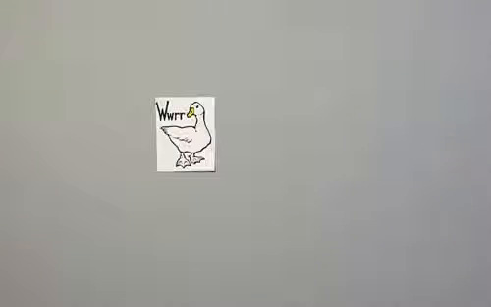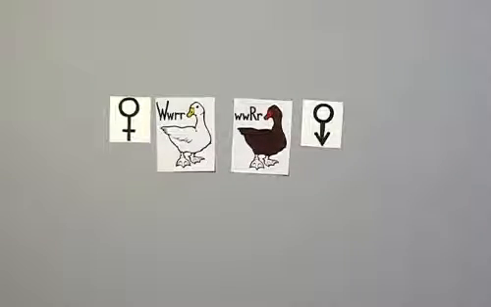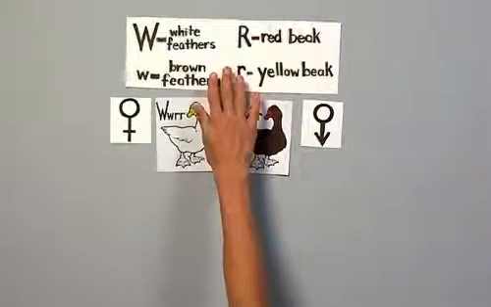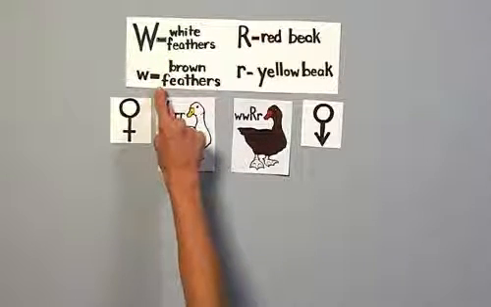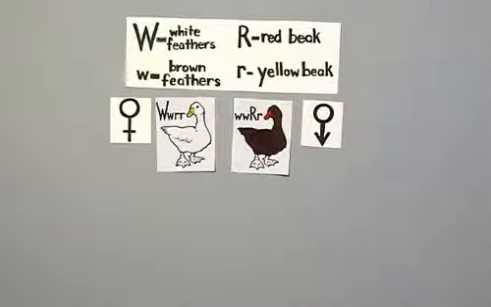Let me introduce you to Mama Goose and Papa Goose, who are expecting. What will their goslings look like, Mom or Dad? Let's figure this out scientifically. In geese, white feathers, the big W, are dominant to brown feathers, the little w, and red beaks, the big R, are dominant to yellow beaks, the little r.